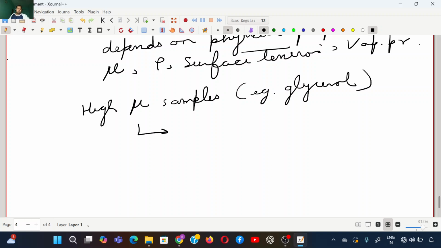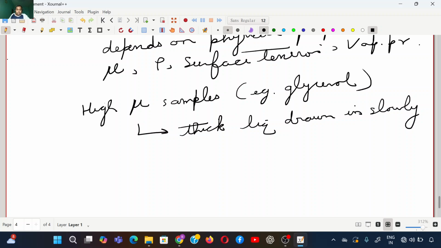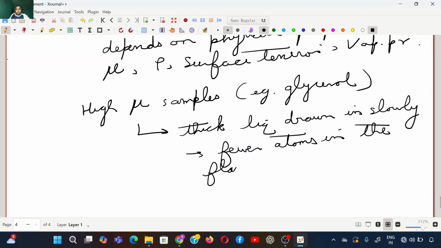So what do you think happens in this case? Is the thick liquid pulled in slowly or faster? What does common sense tell you? Common sense will tell you that the thick liquid is drawn in very slowly, right? And because of which there will be fewer atoms in the flame. What does that result in? If there are fewer atoms, the signal will be weakened.